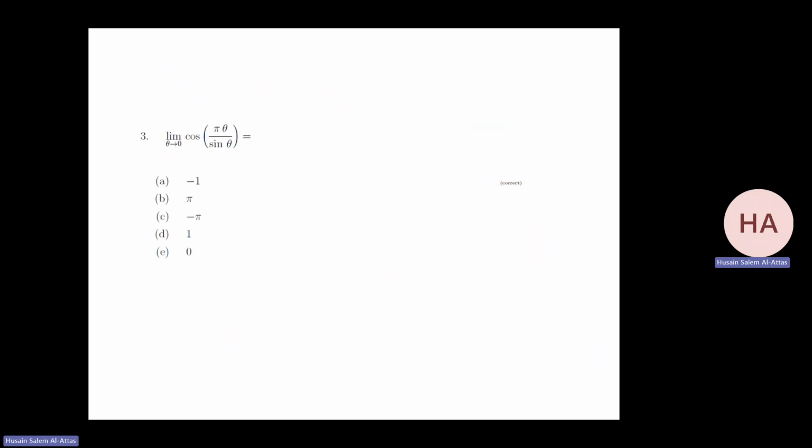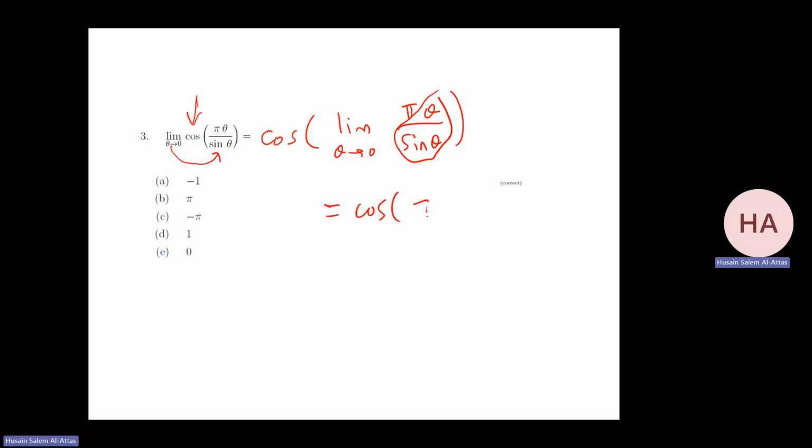This one. Yeah, since cosine is, actually we took in 2.4, since cosine is a continuous function, I can take the limit inside. So that will be cosine of the limit as theta goes to 0 of pi theta over sine theta. This is what? This is 1. So I have cosine pi times 1, which is cosine pi, and the answer is minus 1.